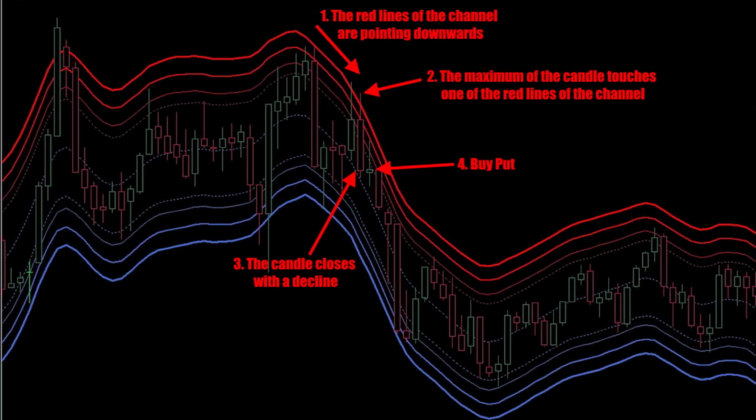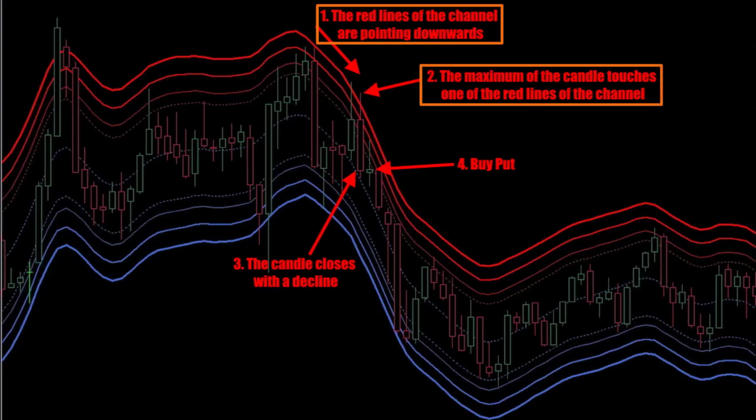To open a put option, you should first wait for the red channel lines to point downwards, indicating a bearish trend has emerged. Second, the candle's high should touch one of the red channel lines. Third, the candle closes with a price decrease, meaning the closing price is lower than the opening price. And fourth, at the opening of the next candle, we buy a put option.